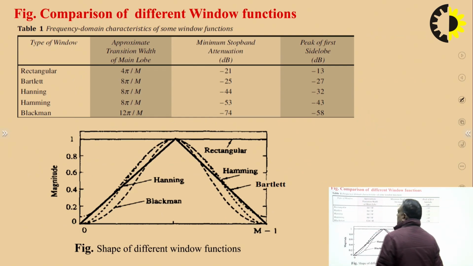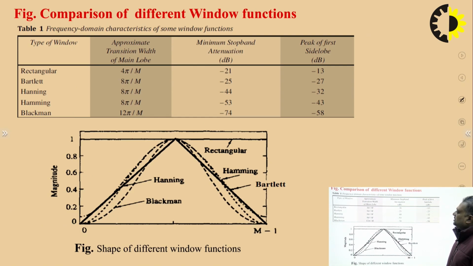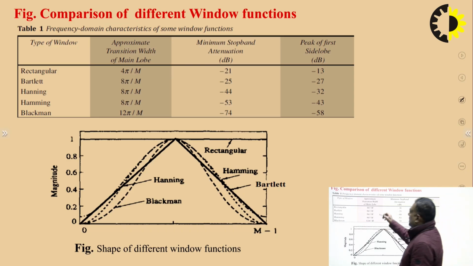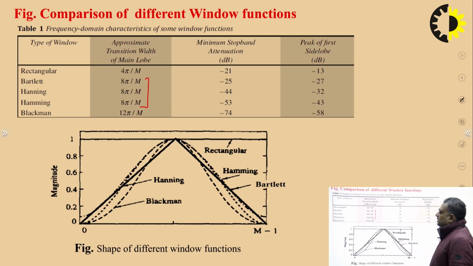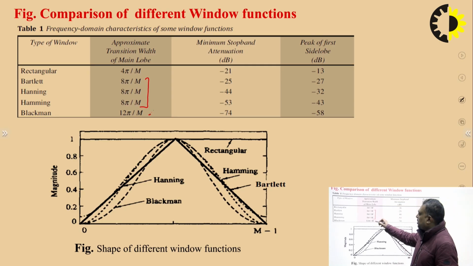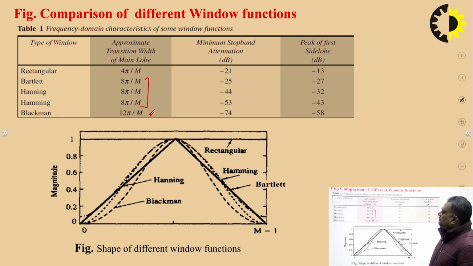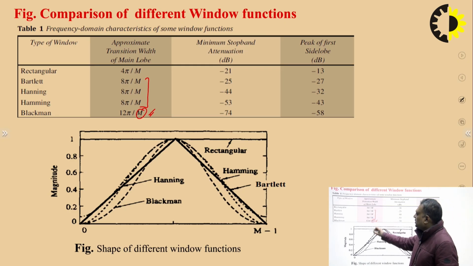You can see the comparison between all these window functions: rectangular, Bartlett, Hanning, Hamming, Blackman. You can see the transition bandwidth. The transition bandwidth of Bartlett, Hanning and Hamming windows is the same, 8 pi by M, and the lowest one is 12 pi by M, because transition bandwidth is inversely proportional to M. So that's why, for the same filter order, you are getting the largest transition bandwidth with this Blackman filter.